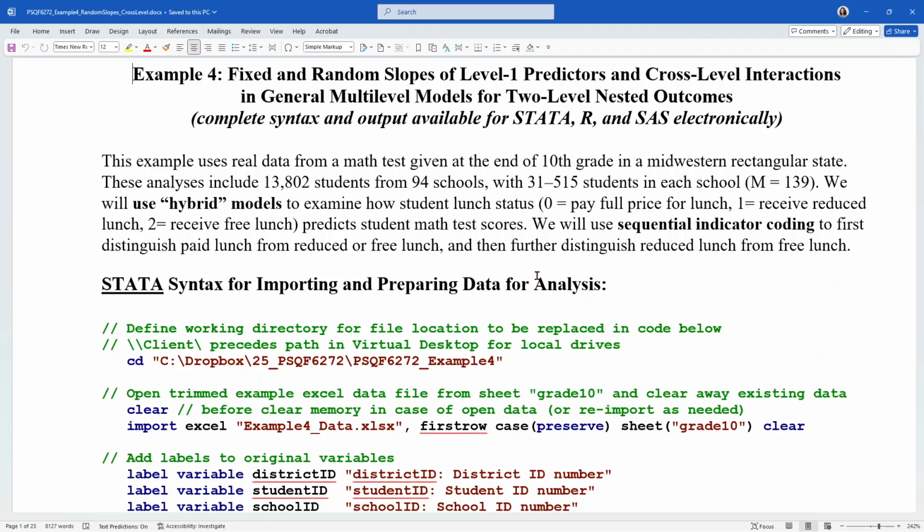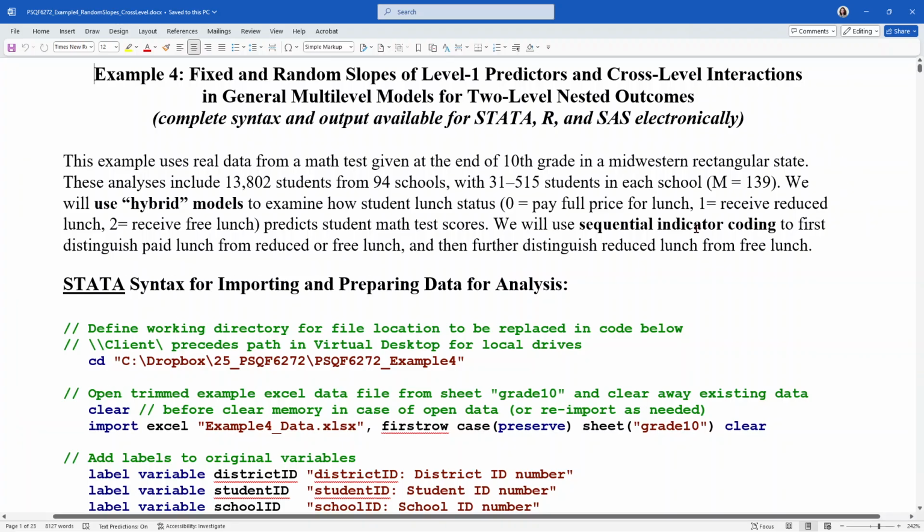So we're going to be predicting math from 10th grade students in a Midwestern rectangular state. This is an end of grade test. Take your pick as to which one that is; it's not exactly identifying information. I have one predictor. Okay, this handout is 23 pages long, and I have one predictor. It is whether the student pays full price for lunch as 0, whether they receive reduced price as a 1, and whether they receive free lunch as a 2, an ordinal student level predictor.